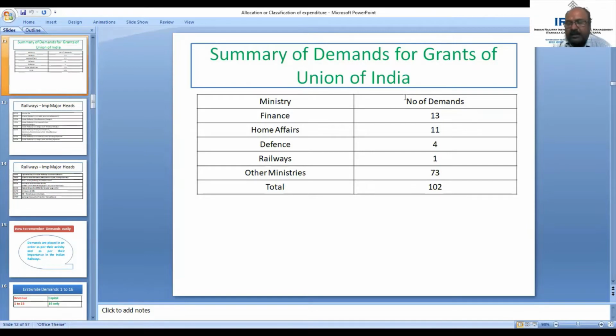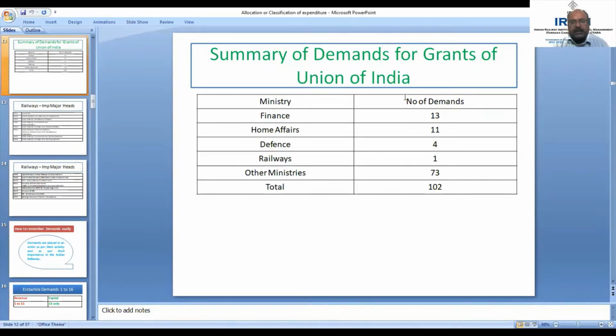The highest number of demands is the Ministry of Finance, total number of demands 13, and Ministry of Home Affairs 11, and Ministry of Defence 4, and Ministry of Railways only a single demand, that is 1. Prior to 2017, we had the largest number of demands, that is 16. Now it is single, and other ministries 73, total 102.